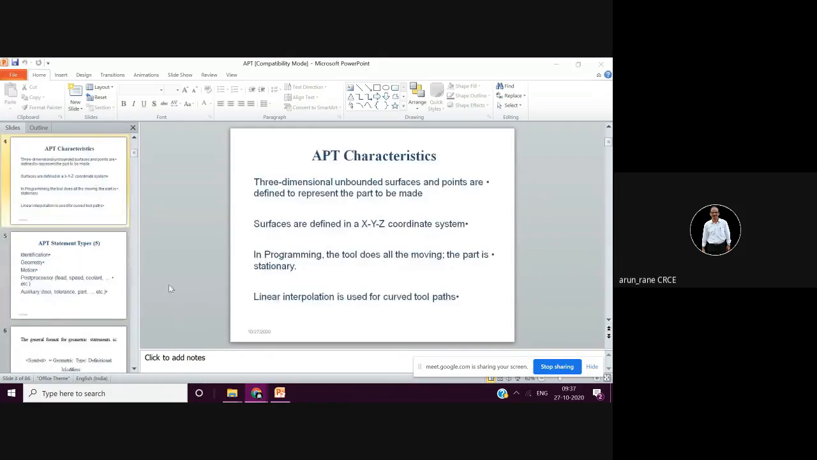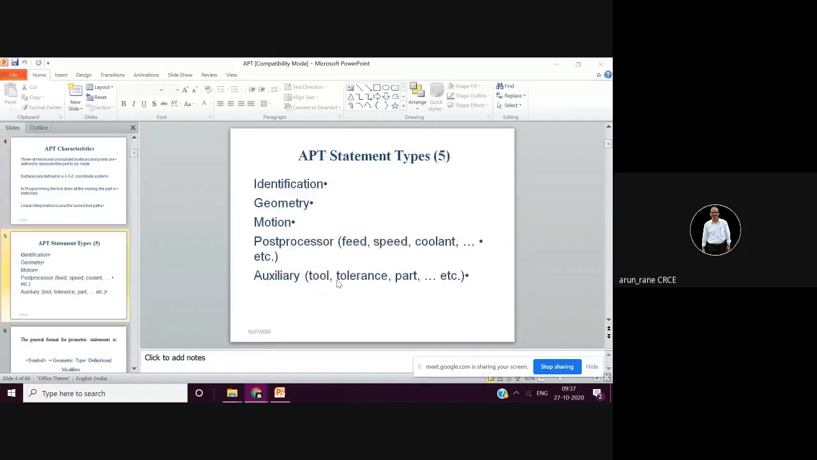And what are the characteristics of APT? The geometry is contained in an XYZ coordinate system, that is, three-dimensional. Then linear interpolation is used for curved toolpaths, that is G01, G02, G03. So there are a few characteristics, but mainly APT consists of different statements. Basically, there are four types of statements. Here it is written five, but basically it is four. Identification is not called an APT statement, so you can cancel this.